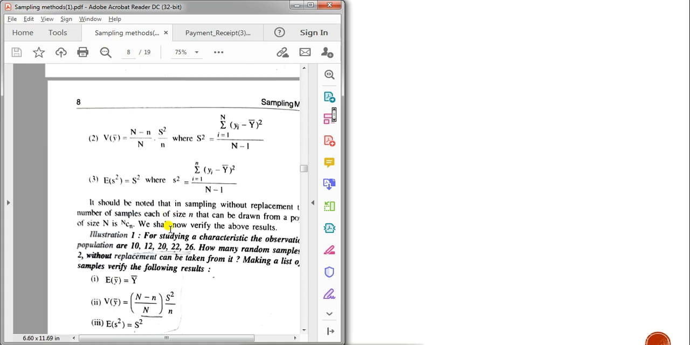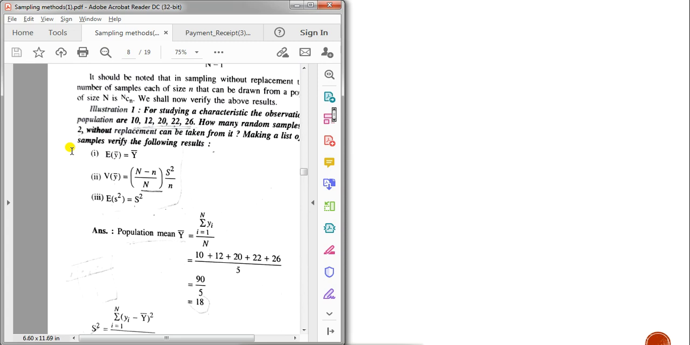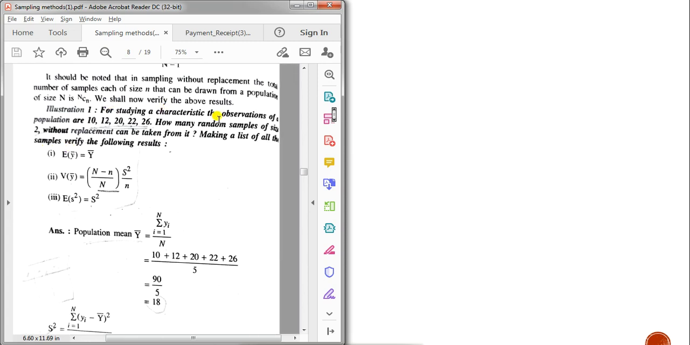So normally when we are studying any equation or any method, we need to verify its results. Now what does it mean by E of y bar is equal to capital Y bar? It is the expected value of the sample mean, and it should be equal to the population mean. Now let us understand with an example. This example is for studying characteristics of the observations of a population: 10, 12, 20, 22, 26. How many random samples of size 2 without replacement can be taken from it? As I just discussed, NCn.